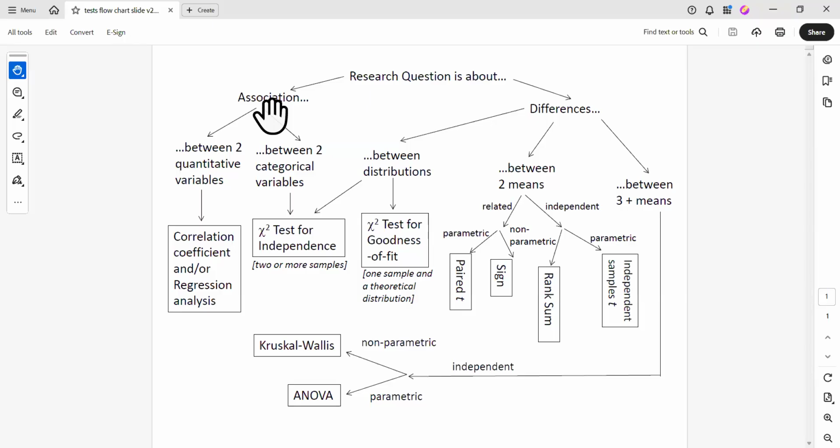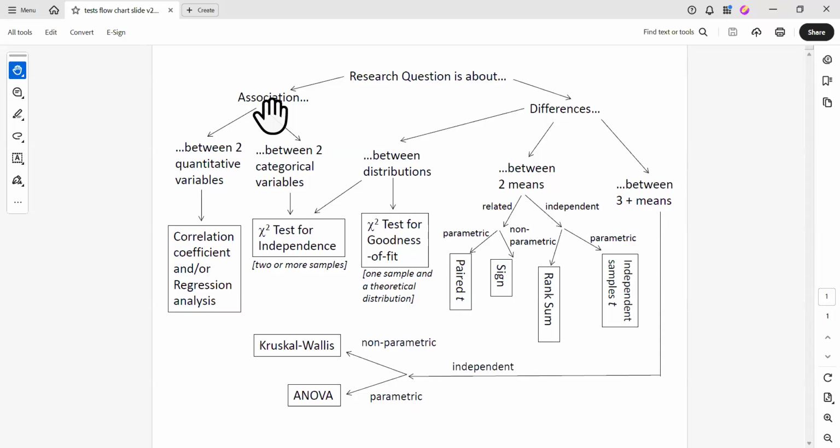Now, the difference in whether you're going to use a parametric test, which is basically shorthand for saying it is based on the normal distribution, and we're going to use a mean and a standard deviation in the calculations for it. The non-parametric tests are used when the assumptions for the parametric test are not met. So the non-parametric test that's the equivalent to the paired t-test is the sign test.